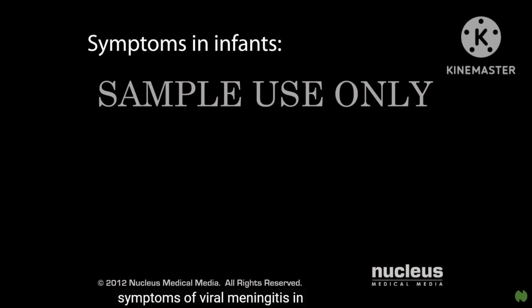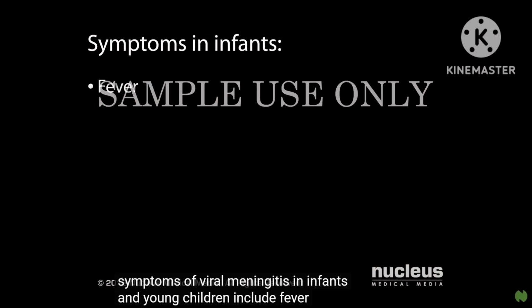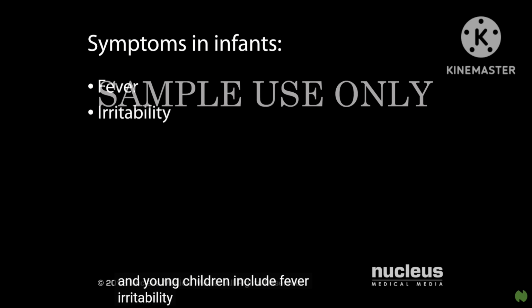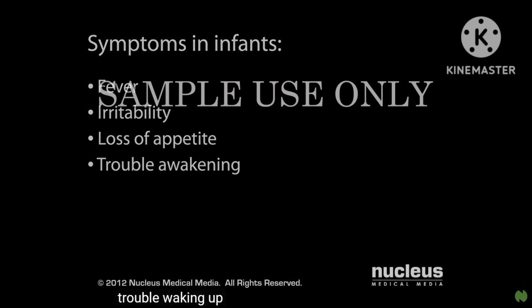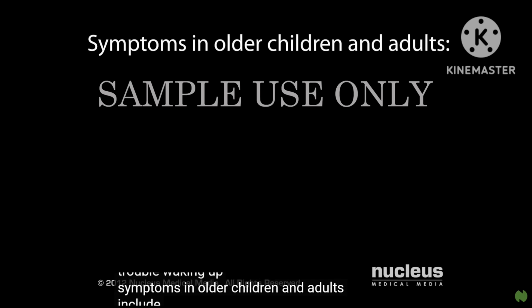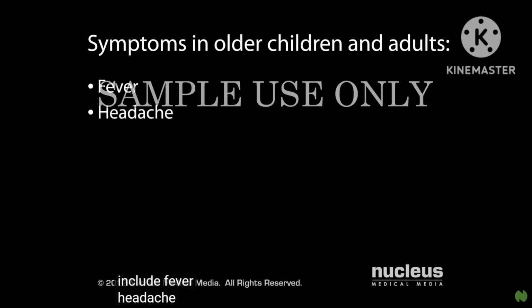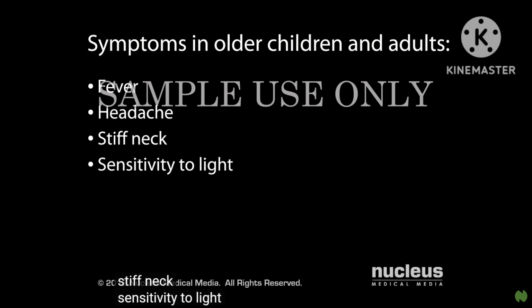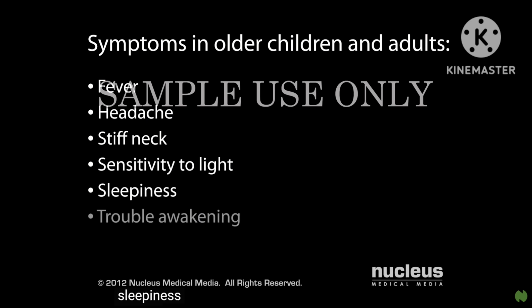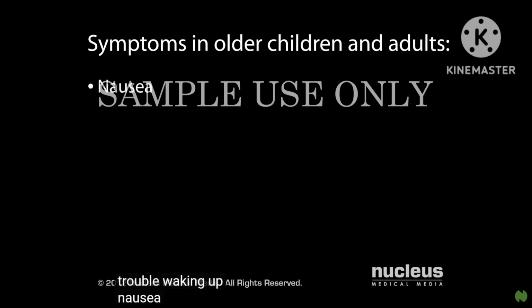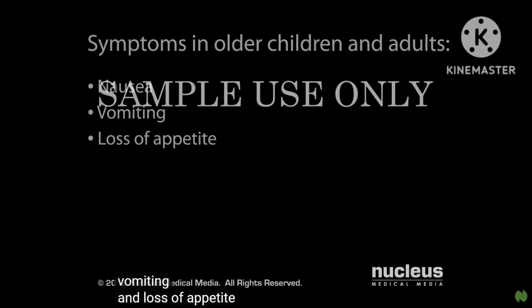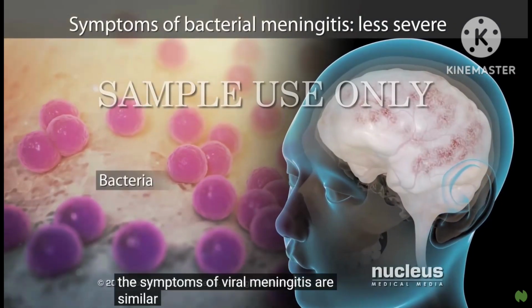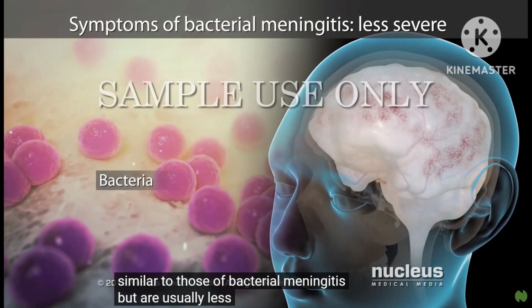Symptoms of viral meningitis in infants and young children include fever, irritability, loss of appetite, and trouble waking up. Symptoms in older children and adults include fever, headache, stiff neck, sensitivity to light, sleepiness, trouble waking up, nausea, vomiting, and loss of appetite. The symptoms of viral meningitis are similar to those of bacterial meningitis, but are usually less severe.